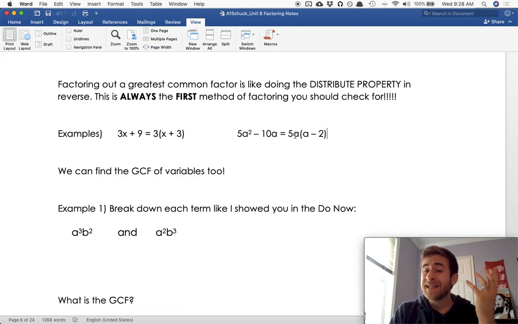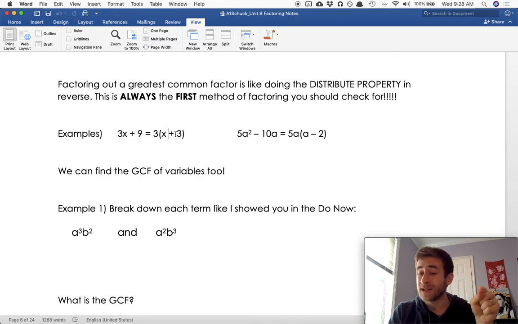2. And if I did the distribution here, once I have done the factoring, 5a times a would get me 5a squared. 5a times negative 2, 5 times negative 2 is negative 10. The a just comes along for the ride. You're good. So that is where we want to get to. And you're just seeing how I'm going to start with something like this and end up with something like that. And distribution is how we check it.